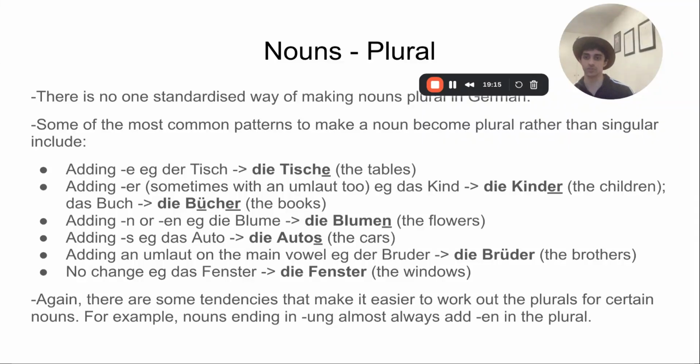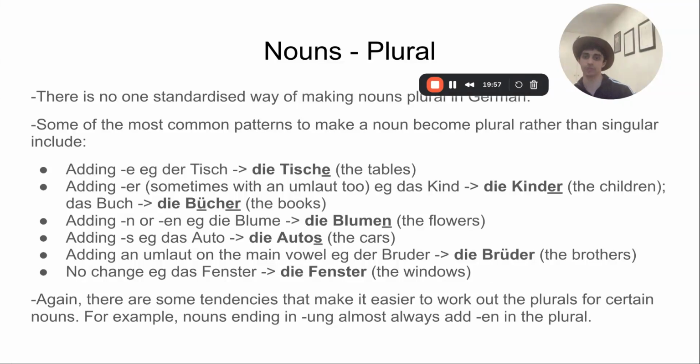Adding an S, just like we do most of the time in English. For example, das Auto, the car, die Autos, the cars. Quite a few foreign words do have that pattern, for example. So again, that's something of a shortcut. Adding an umlaut on the main vowel or the last vowel of the noun only, without changing anything else. For example, der Bruder, the brother, die Brüder, the brothers. Notice the difference in pronunciation. It is important to try and be as clear as possible about how the umlaut changes pronunciation when it's on each of those vowels, A, O, U.